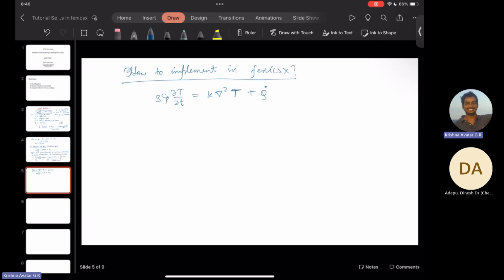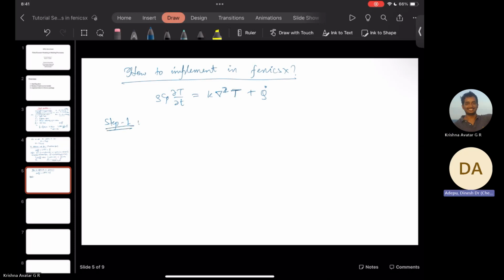once we have this, Phoenix would want us to first discretize in time. That is step one.